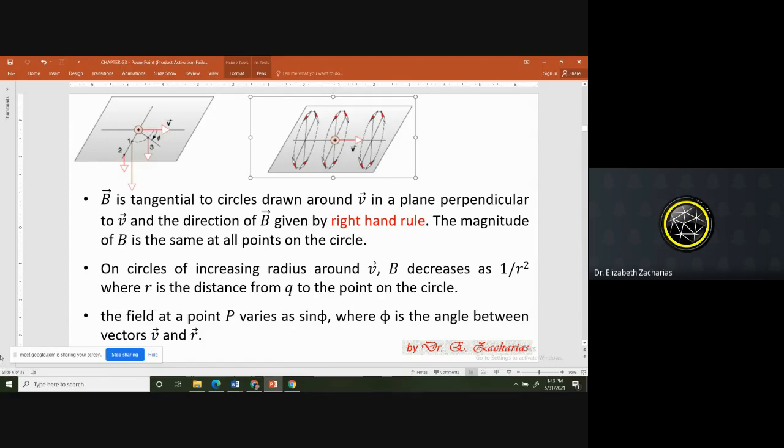And the next thing is, what should be the radius of the circle? That will be the next thing that you're going to see. Before that, at any point on that imaginary circle, the magnetic field is tangential is one thing. The next thing is the direction is given by the right hand rule. The third thing is the magnitude of the magnetic field is the same at all points on that circle.